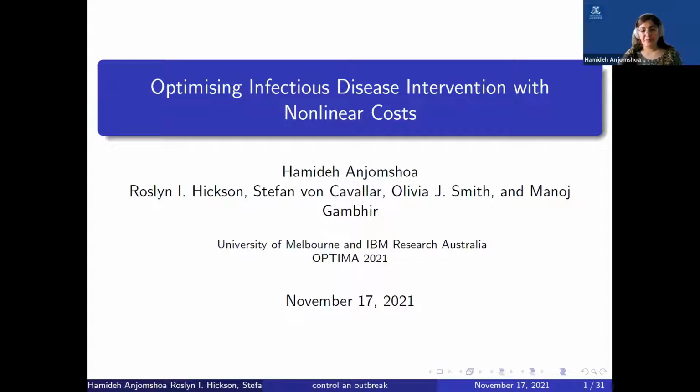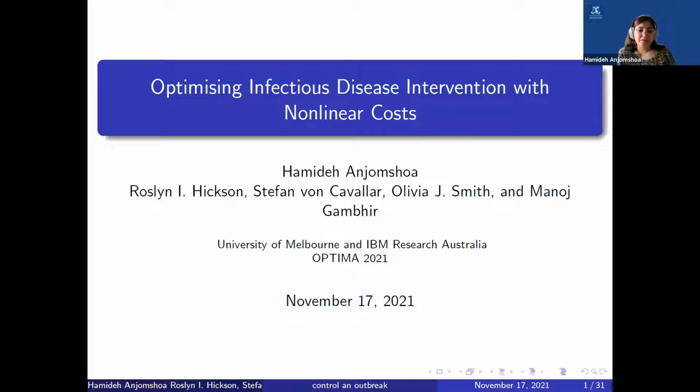My colleagues: Rosalind Hickson, who is working in the infectious disease area, and also Stefan van Kavelen, who is a software engineer, and also Olivia Smith, an optimization expert in our team, and also Manoj Gambier, who was our manager at that time, and he was the one who had a lot of experience in infectious disease modeling, and he was involved in the CDC controlling Ebola.